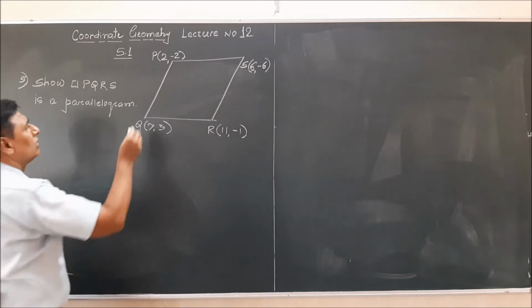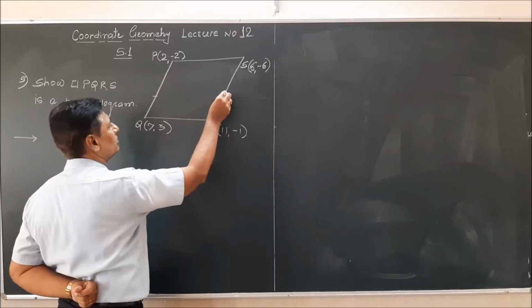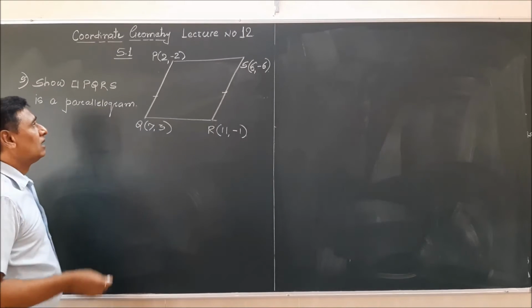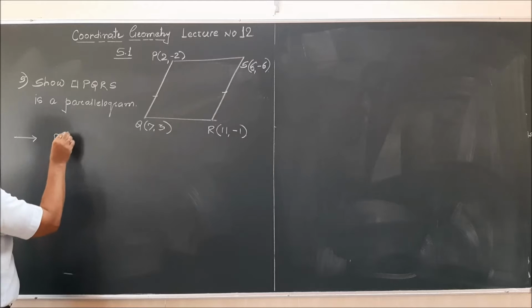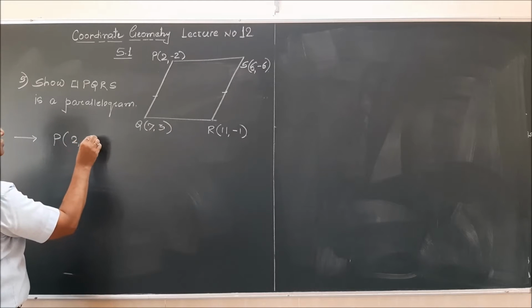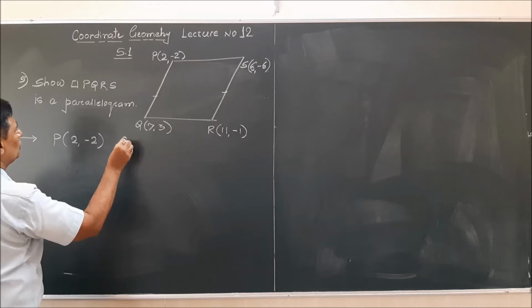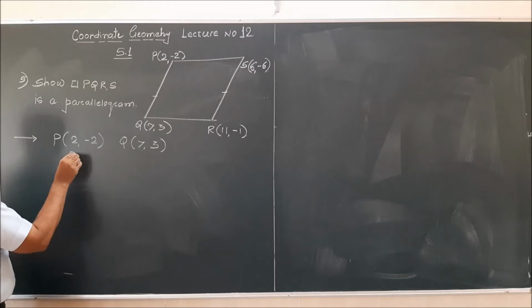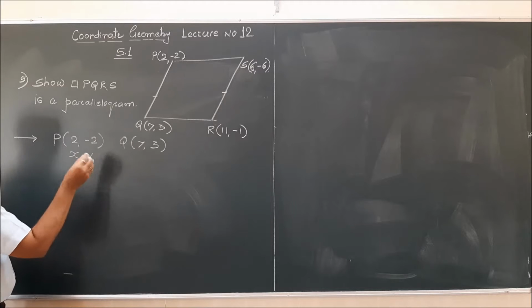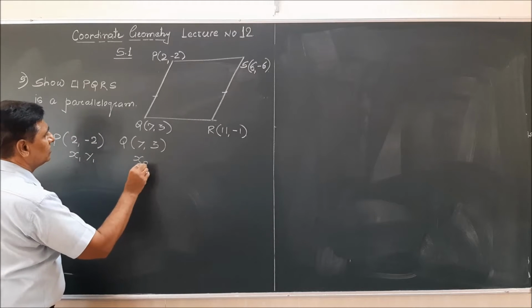What I have to prove? PQ is congruent to SR. Now for PQ, I will label this 2, minus 2, and Q 7, 3. I am going to label them as x1, y1, and we will find x2, y2.